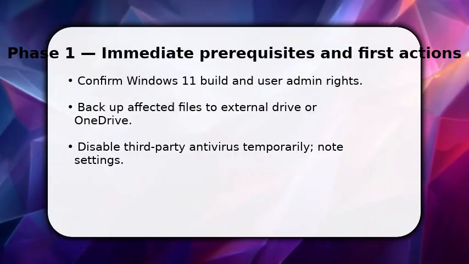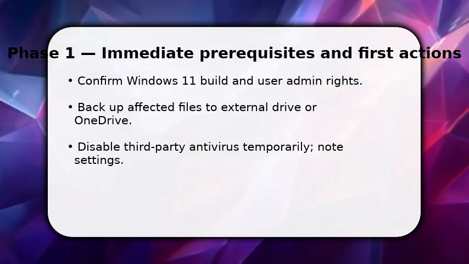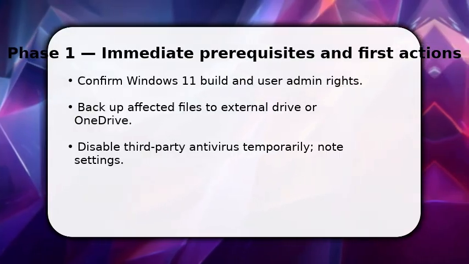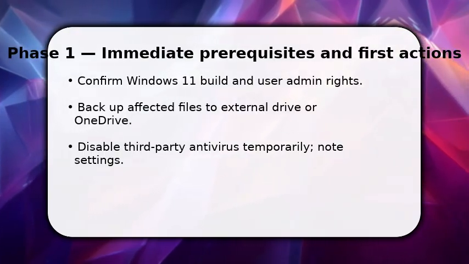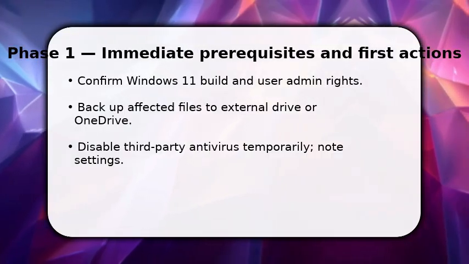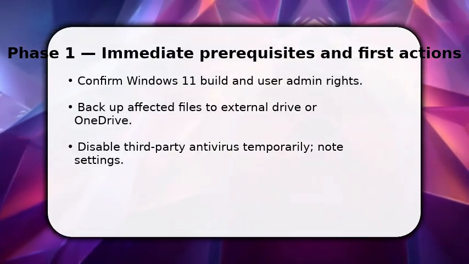You start by confirming your Windows 11 build and that you have admin rights. This matters because tools need elevation. Next, make a quick backup of regex files to an external drive or OneDrive so you can test safely. Once done, temporarily disable third-party antivirus or real-time protection. Do not forget to note original settings so you can restore them.